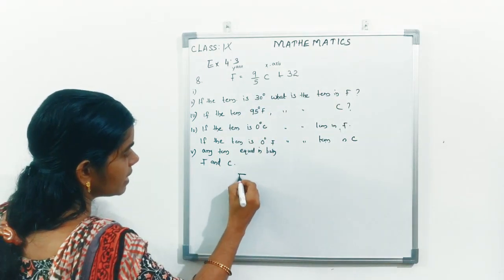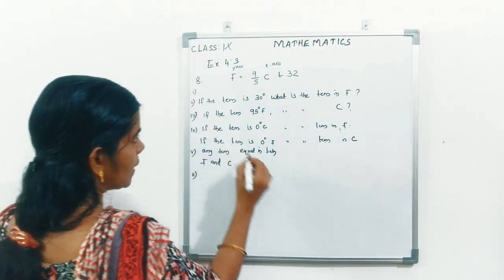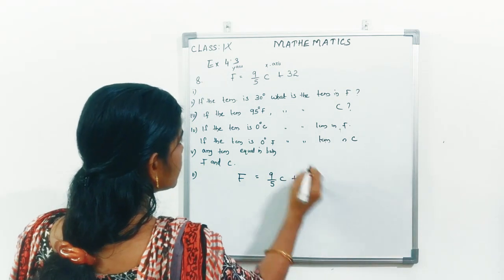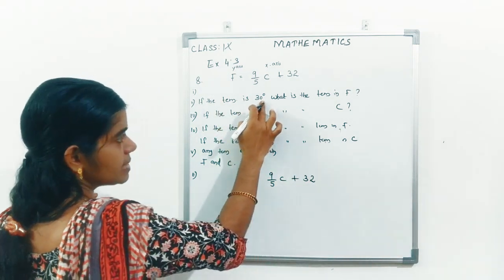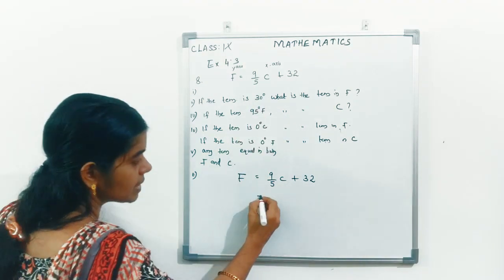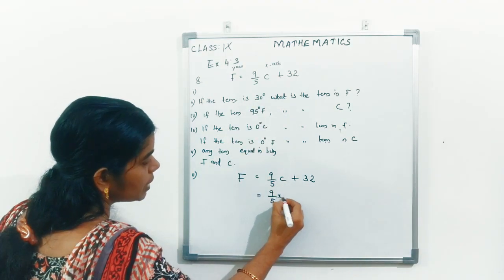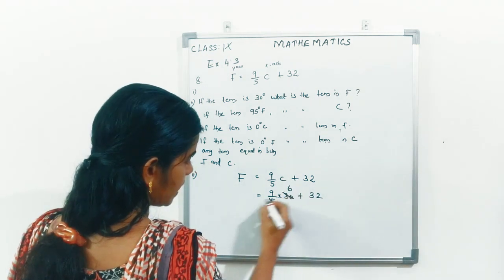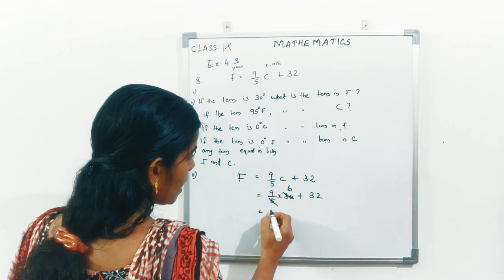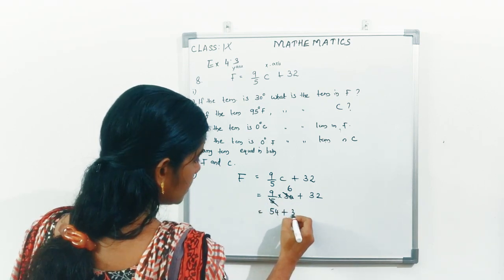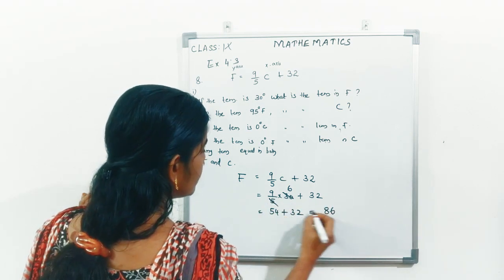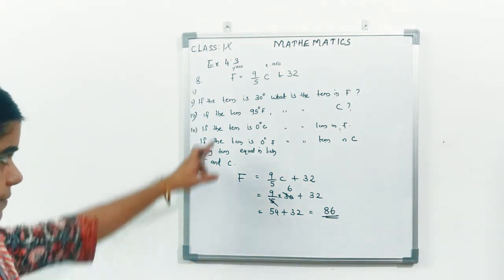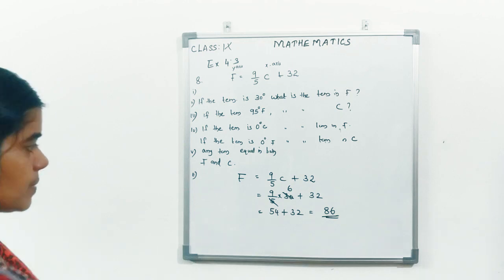Therefore, we can write the equation: F is equal to 9 by 5 C plus 32. Then what they told is, the temperature is 30 degrees Celsius. The C value is given as 30. 9 by 5 into 30 plus 32. Then how many times? 6 times. Therefore, 54 plus 32 is equal to 86. What is the Fahrenheit temperature? 86 degrees F. Then the second question is over.